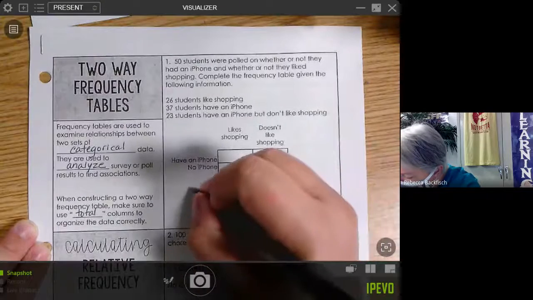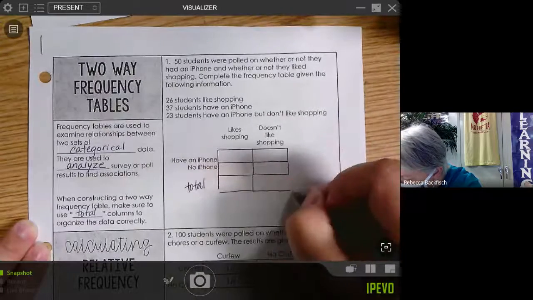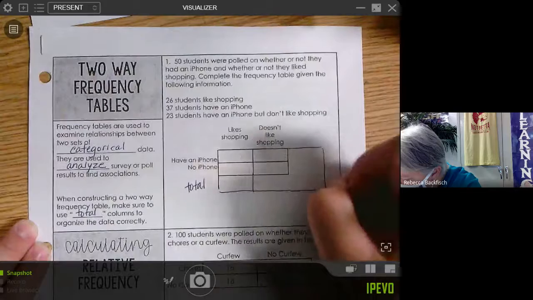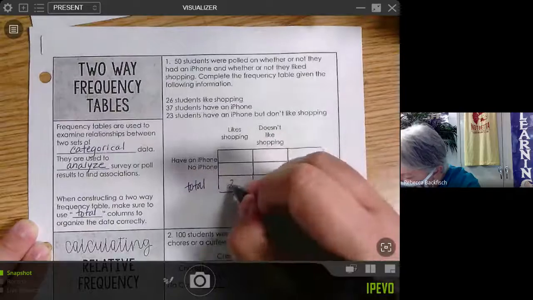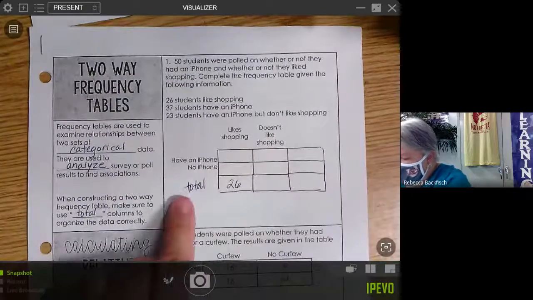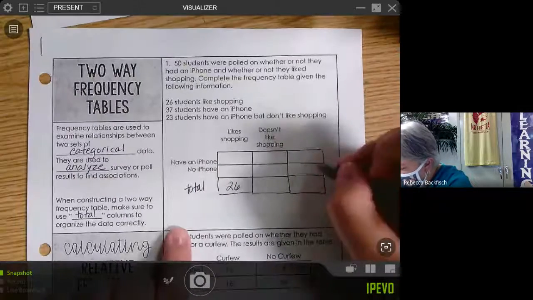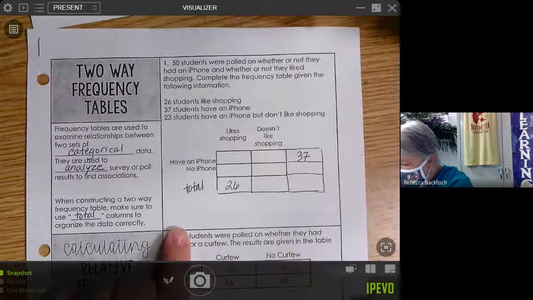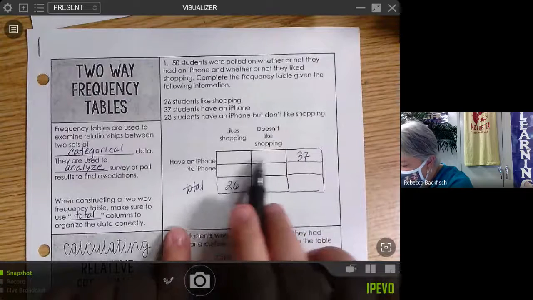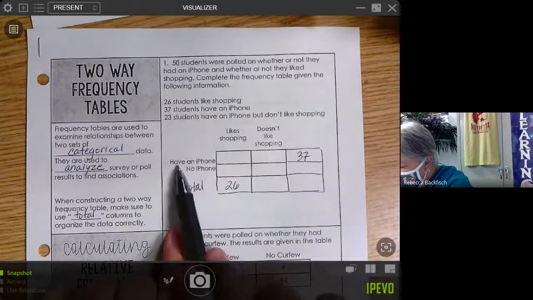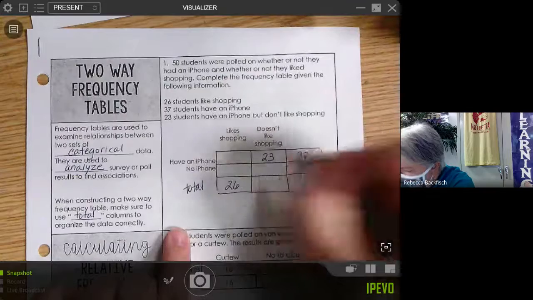So that means that, let me go ahead and just add some boxes for my totals. And I'm going to have row totals and I'm going to have column totals. 26 students like shopping. 37 students have an iPhone. 23 students have an iPhone but don't like shopping. Now that's finally giving me some information here in the individual categories. So have an iPhone is the top row. Don't like shopping is right here. So there are 23 students right here.